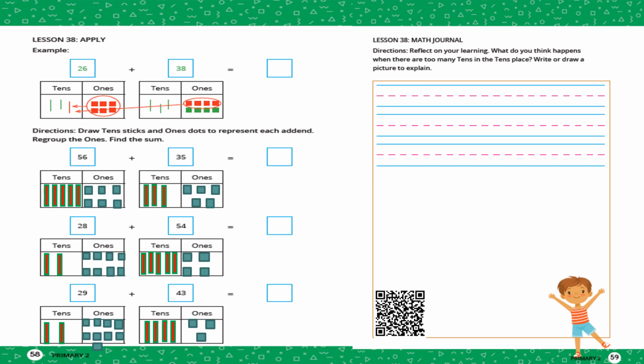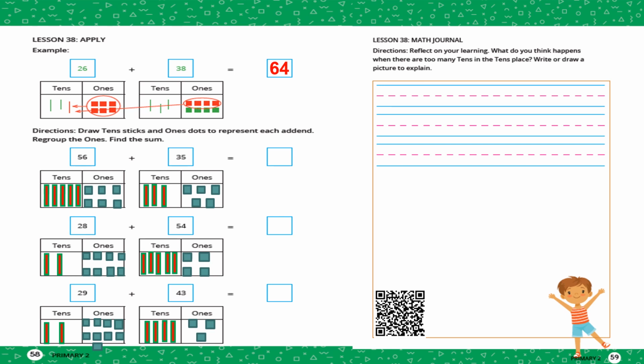Now let's add 26 plus 38. Now we must regroup. 6 plus 8. After 8, 9, 10, 11, 12, 13, 14. I will write 4 and carry up 1 in tens. 1 plus 2 equals 3. 3 plus 3 equals 6. So the total is 64.